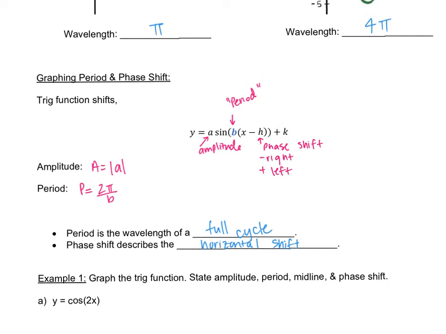And then this plus k, we've talked about it before. That is the vertical shift. And so any number that's outside of the trig, usually to the right of it or being added or subtracted on, is your vertical shift. So positive means up, negative means down. And that is all of the shifts for a trig function.